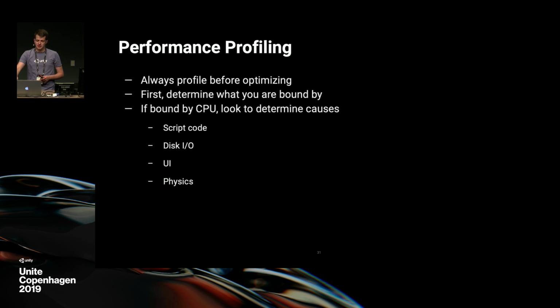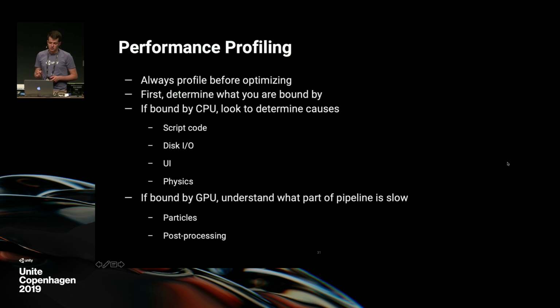If you're bound by the CPU, it could be related to your script code, disk reads, UI layout rebuilds, or even physics if you're relying heavily on that. And if you're bound by the GPU, you'll want to understand what part of the graphics pipeline is causing the bottleneck, which could be any number of things, for example, particles or post-processing effects.